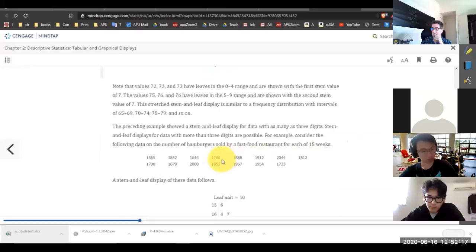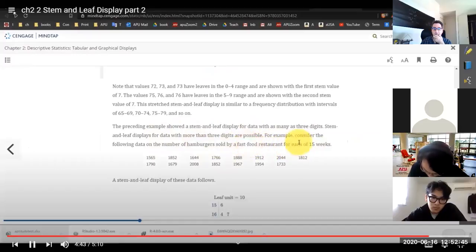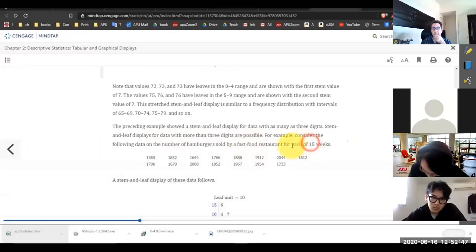And here they point out that with larger numbers, you can still do this. The preceding example showed a stem and leaf display for data with as many as 3 digits. Stem and leaf displays for data with more than 3 digits are possible. For example, consider this, which is the number of hamburgers sold by a fast food restaurant for each of 15 weeks.